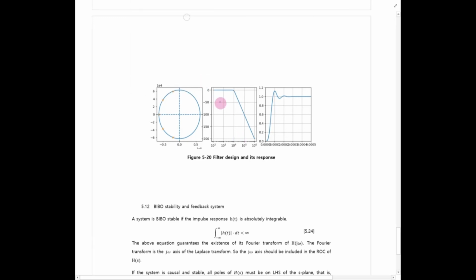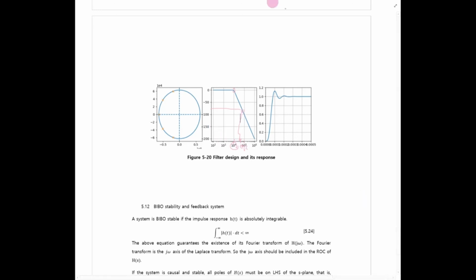So the corner frequency is 10^4, so this is 10K, and our design requirement is 60 dB suppression at 50K. Okay, this one is around 50K. So 10K, 50K, this is 100K. So this meets our requirement.